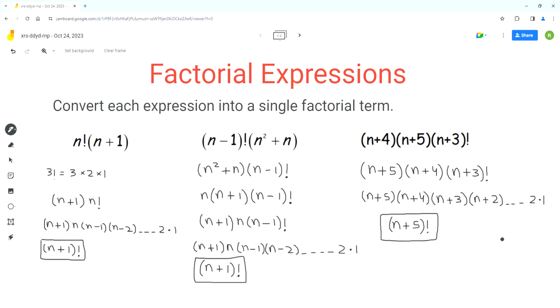So these are the steps you have to keep in mind to convert these types of expressions into a single factorial term. I hope you'll find this video useful.